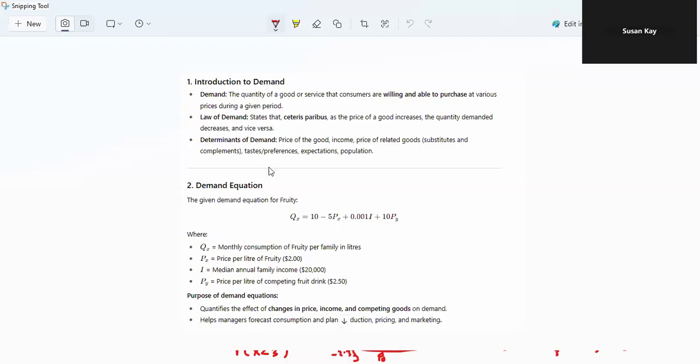All right, so the determinants of demand include income, price of related goods, which can be substitutes and complements, preferences, expectations, and population. So these are the key determinants of demand. So demand can be calculated from a linear and a multilinear perspective. But we must understand the concepts before we do some calculations. All right. So, what are the purposes of elasticity in these demand equations?